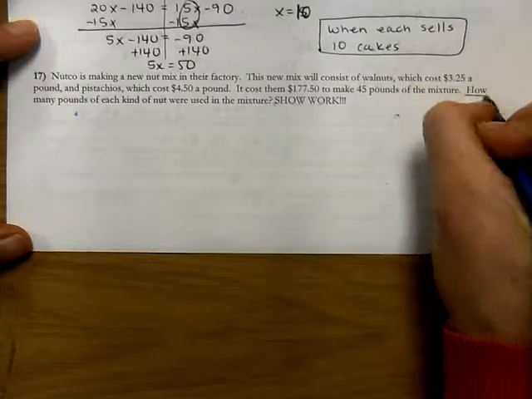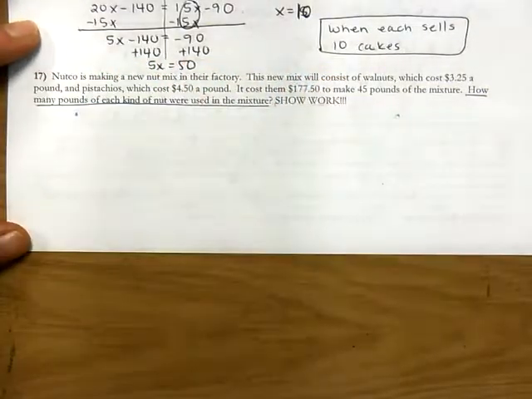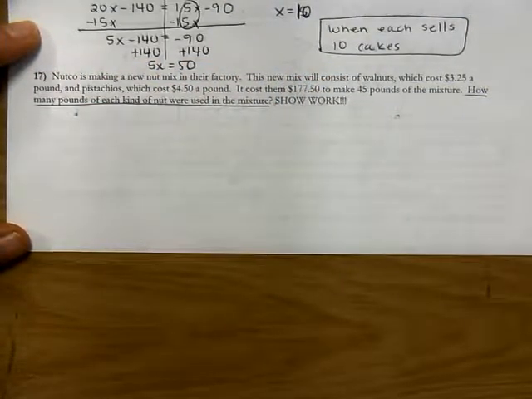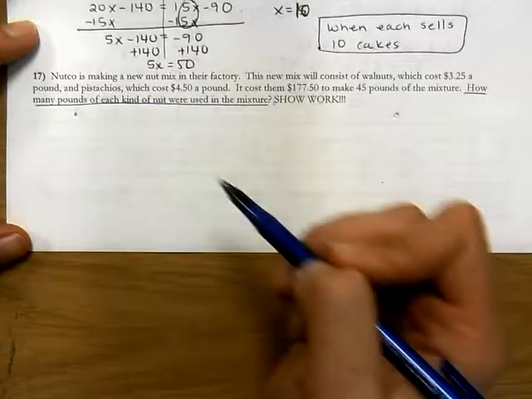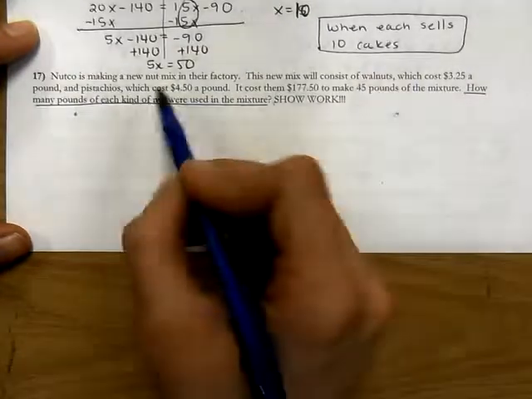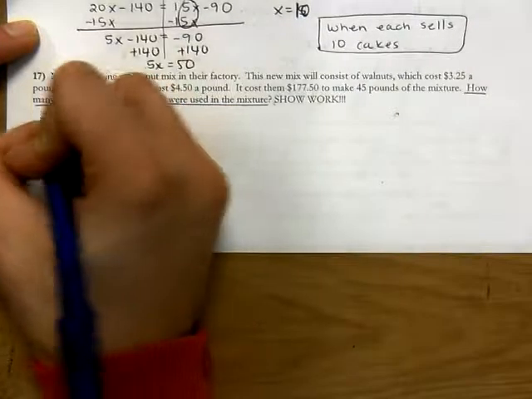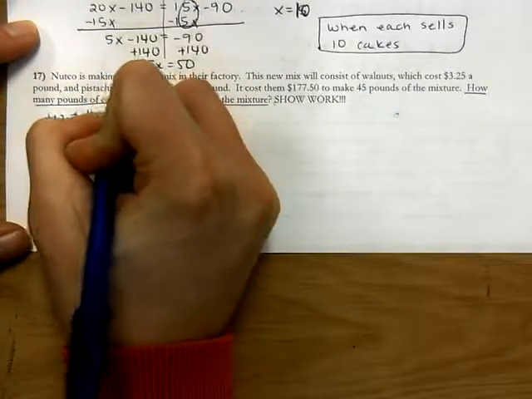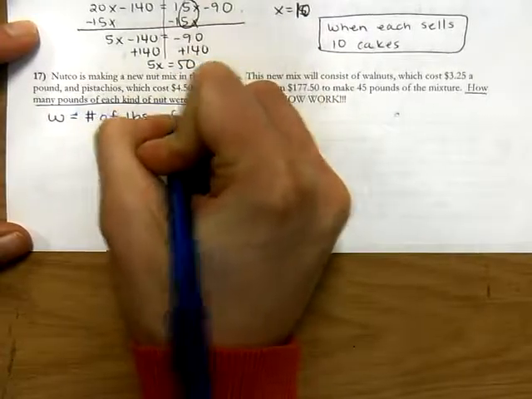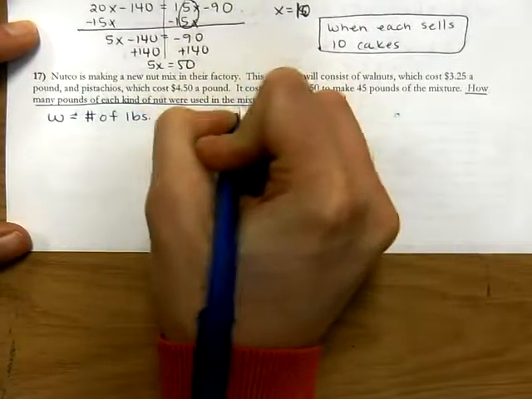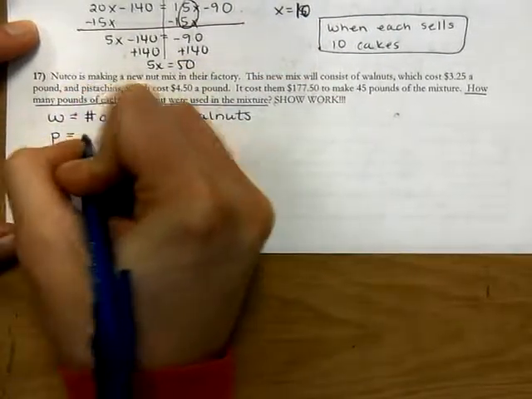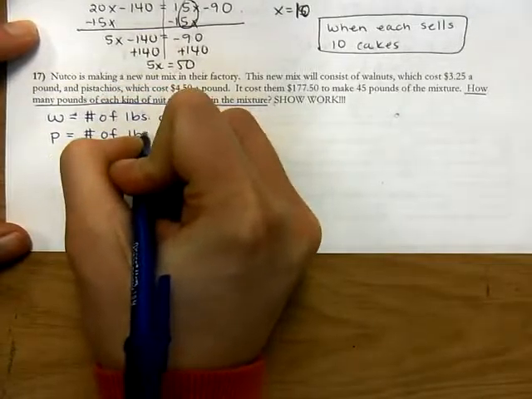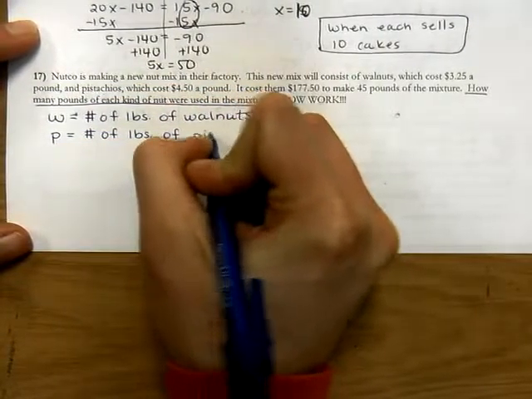Okay, so it's asking us how many pounds of each nut are used. That's going to help me figure out what we need to find. And often what we need to find is going to be what we use the variable to represent. So let's use the letters in here to make it easier. We're talking about walnuts and pistachios. Those are our two nuts. So let's let W equal the number of pounds of walnuts, and we'll let P equal the number of pounds of pistachios.